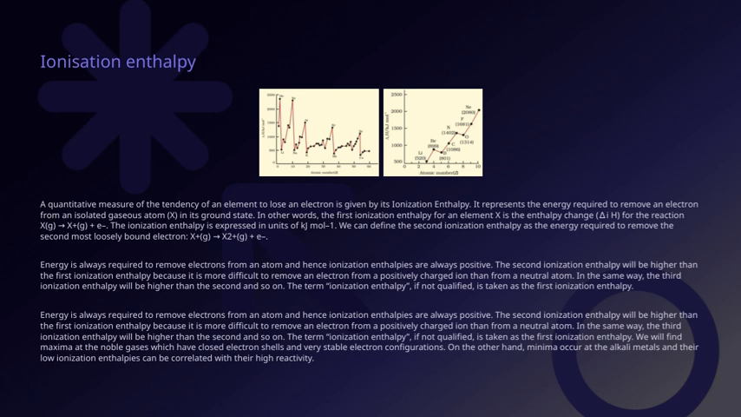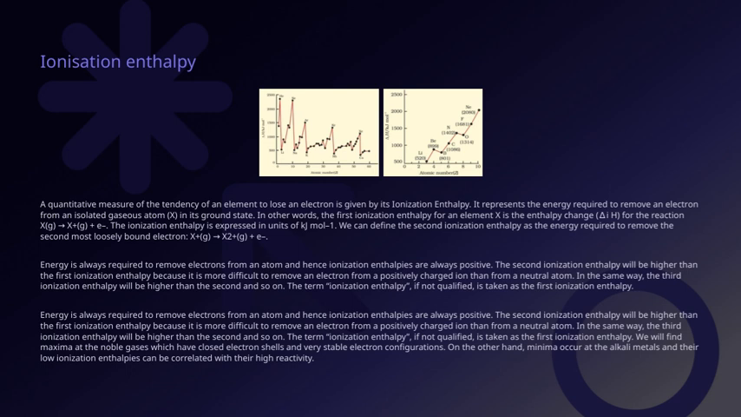A useful way to understand this concept is that ionization enthalpy provides a quantitative measure of how easily an element can lose an electron. It's the energy required to remove an electron from an isolated gaseous atom in its ground state. For example, the first ionization enthalpy is the energy change when X(g) becomes X+(g) plus an electron. This value is expressed in kilojoules per mole.